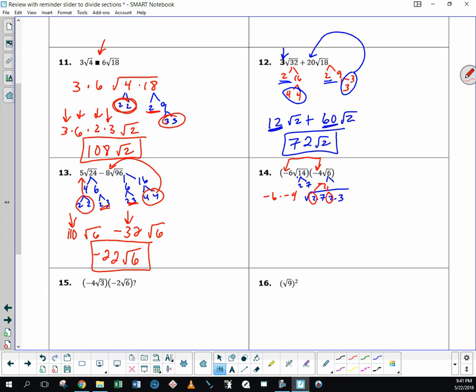So I end up with negative 6 times negative 4 on the outside gives me 24. I bring out the pair of 2's, and on the inside I have 7 times 3. 24 times 2 is 48. 7 times 3 is 21. And so our answer is 48 square root of 21.